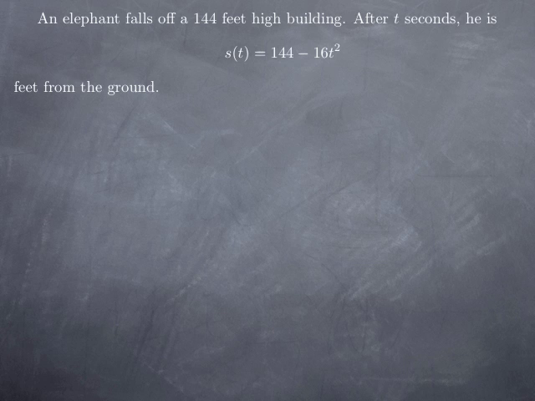Let's look at a different example, something about velocity. Let's say an elephant falls off a 144 feet high building, and after t seconds, we know where he is relative to the ground. Specifically, he is 144 minus 16t squared feet from the ground.